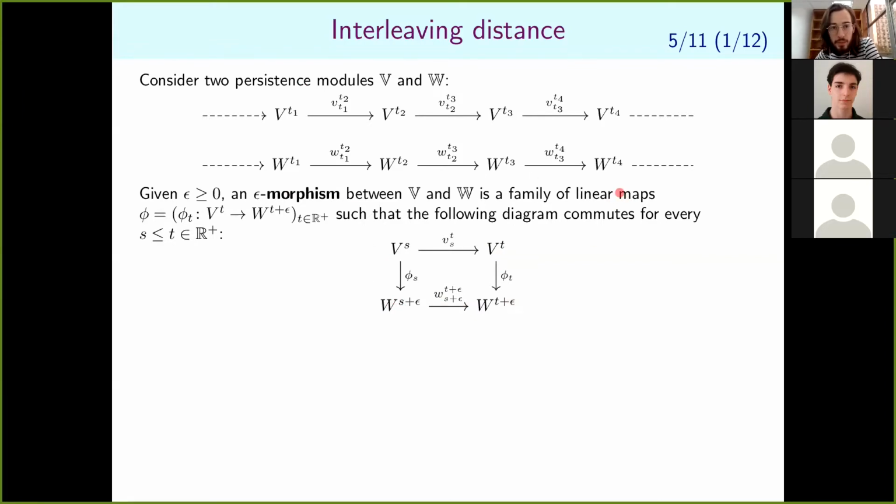Remember that commutativity of a diagram means that if I follow these two arrows, this must be equal to these two arrows. In other words, phi_t composed with V_st must be equal to W_{s+epsilon,t+epsilon} composed with phi_s.